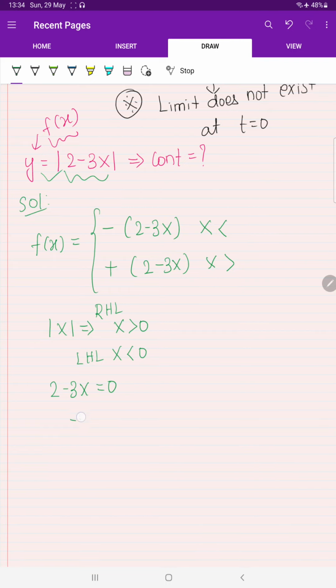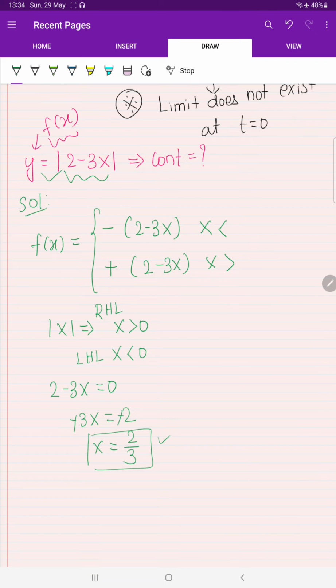So if I equate it to 0, then it becomes minus 3x equal to minus 2, and minus minus will get cancelled. If you pass the 3 to the right hand side, it becomes 2 by 3. So the value of x equals 2 by 3. From this, I found the 0 crossing point.